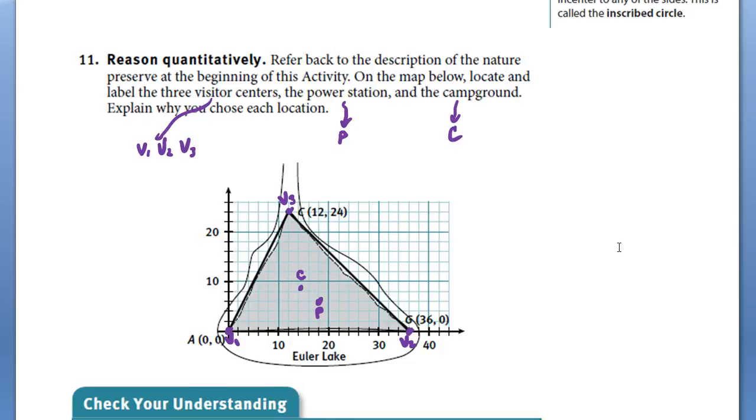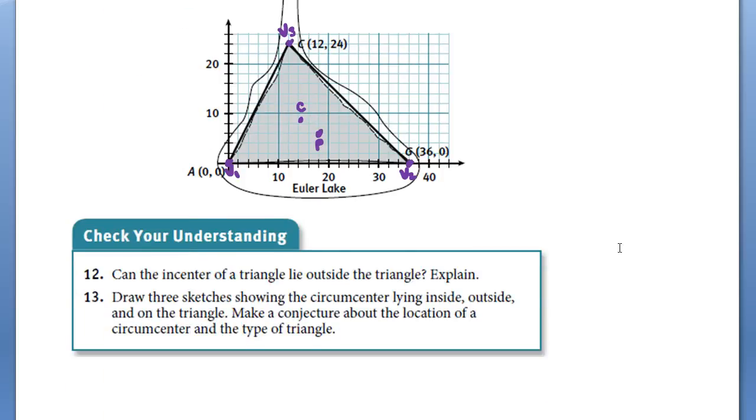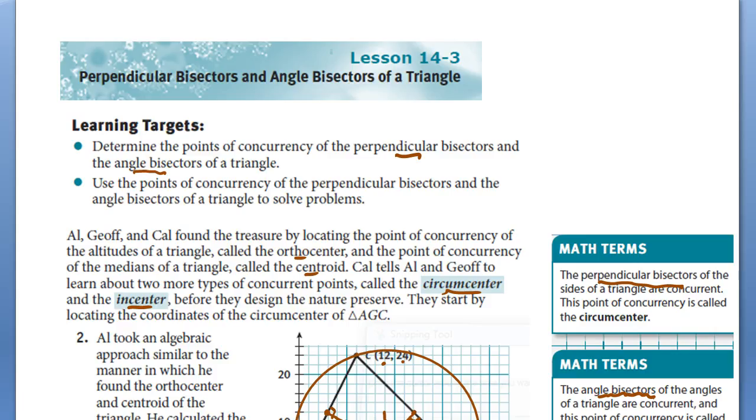of the triangle. Here are some check your understanding questions, so I'll pause the video. In this lesson, we determined the points of concurrency for the perpendicular bisectors and angle bisectors of a triangle. They were called the circumcenter and incenter. So in activity 14, you learned 4 different kinds of segments that you can draw in triangles: altitudes, medians, perpendicular bisectors, and angle bisectors. And in every case, there was a particular point that is located at the intersection of those segments.